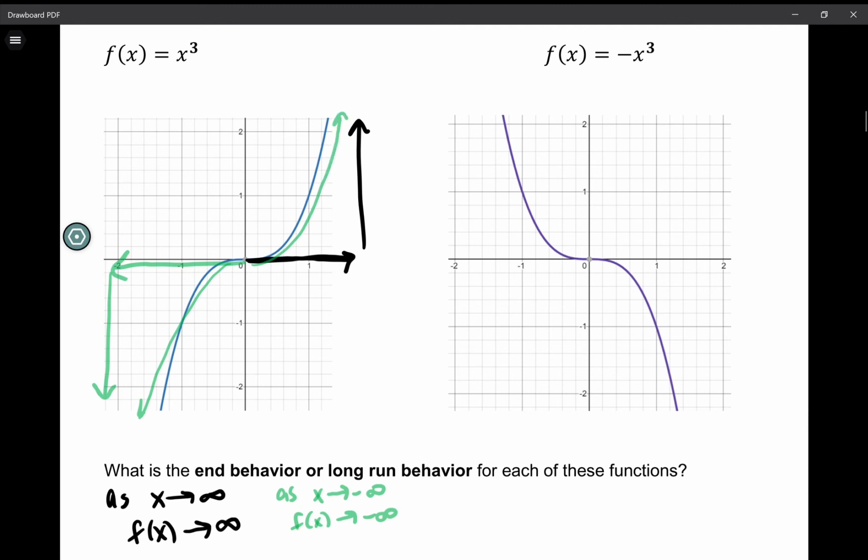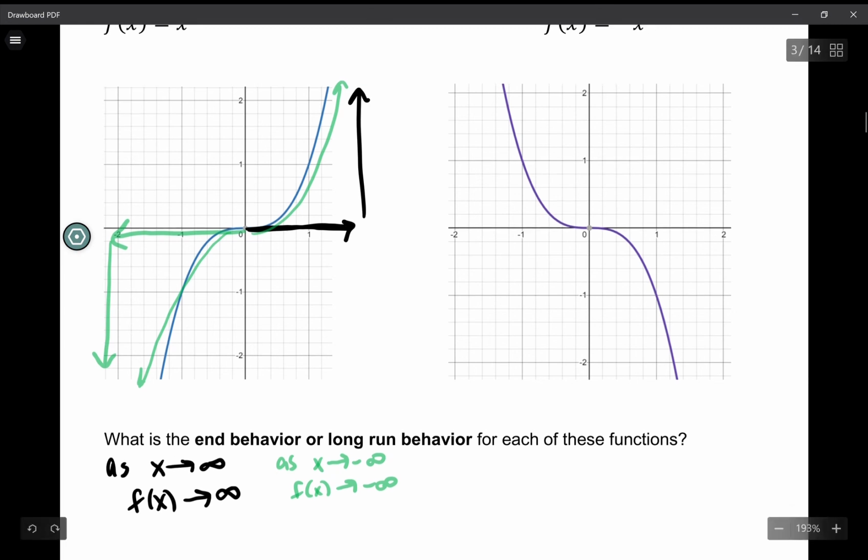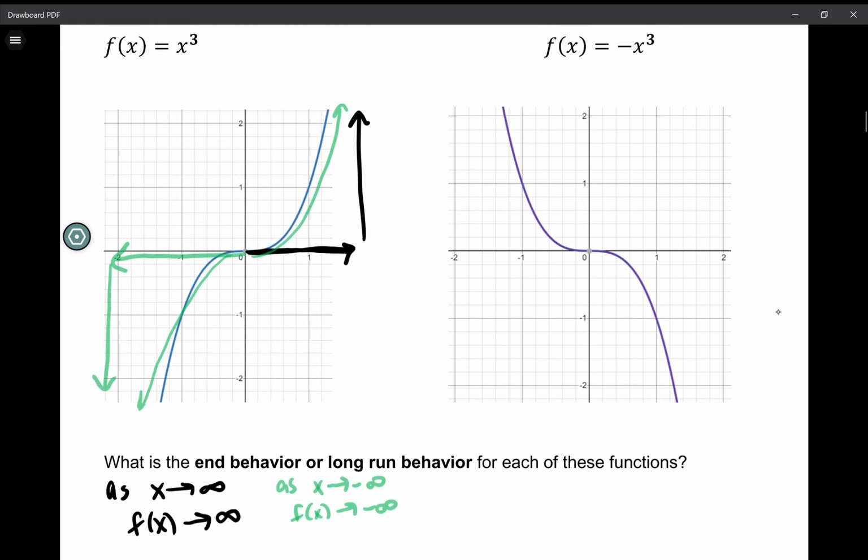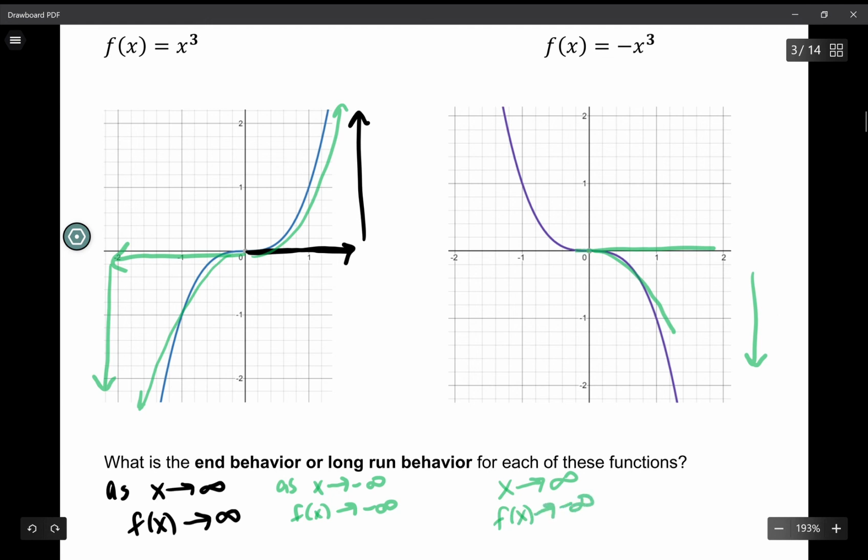Pause the video, and using the notation that I used, write down the end behavior for f of x equals minus x cubed. All right, let's check it out. What happens as x goes to infinity for minus x cubed? The function goes to minus infinity. And as x goes to minus infinity, f of x goes to positive infinity. So as x goes to minus infinity, the function shoots up. As x goes to positive infinity, the function shoots down.